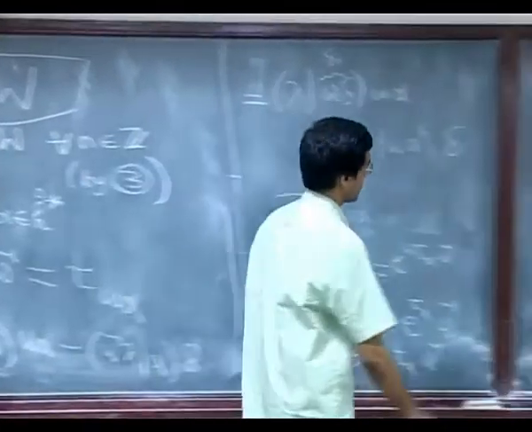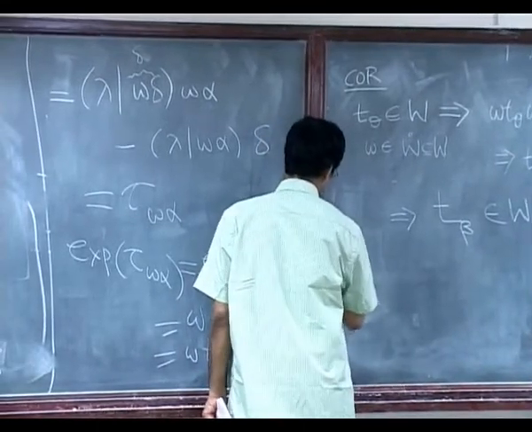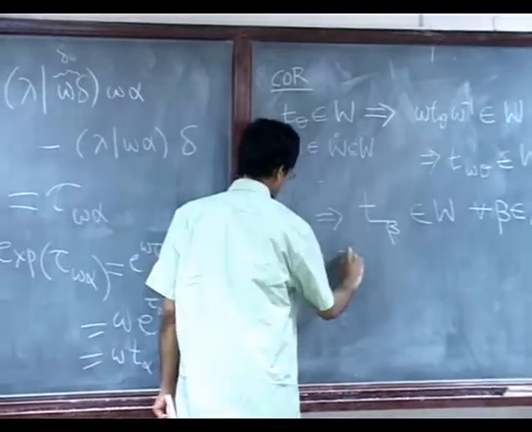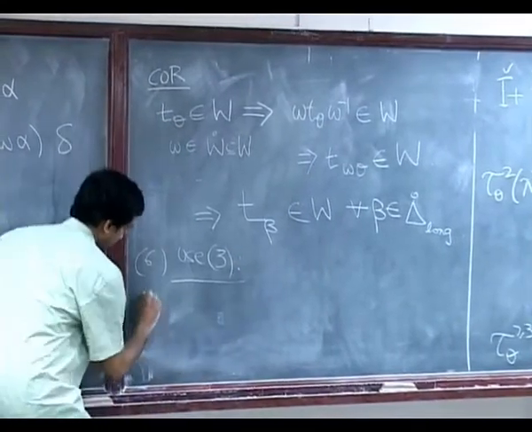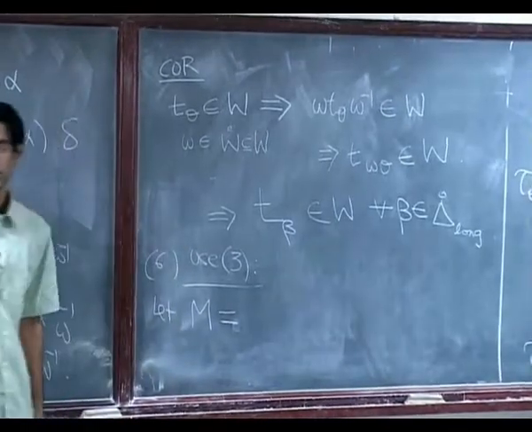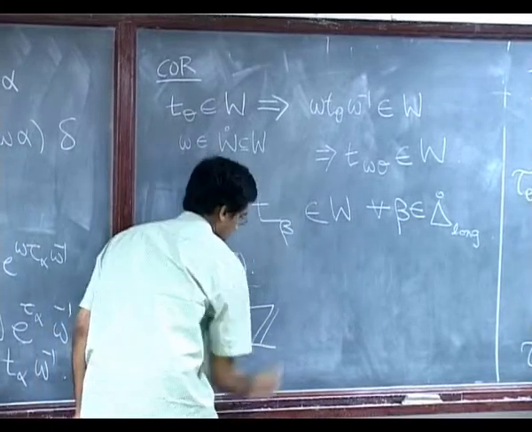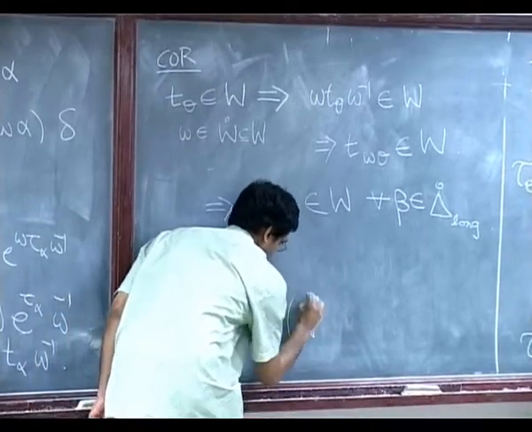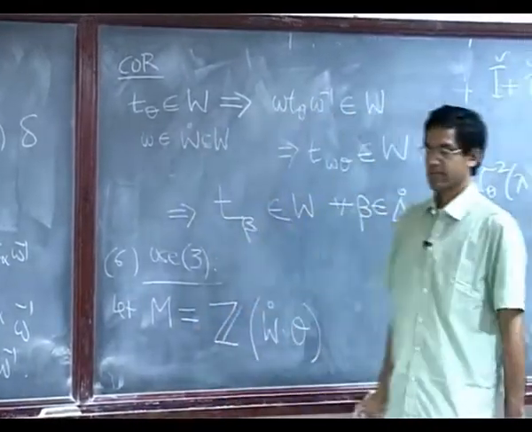So in fact, further conclusions, so now use 3 to conclude the following. Let M denote what Raghavan called this morning the long root lattice. This is the Z span of the Weyl group orbit of theta.